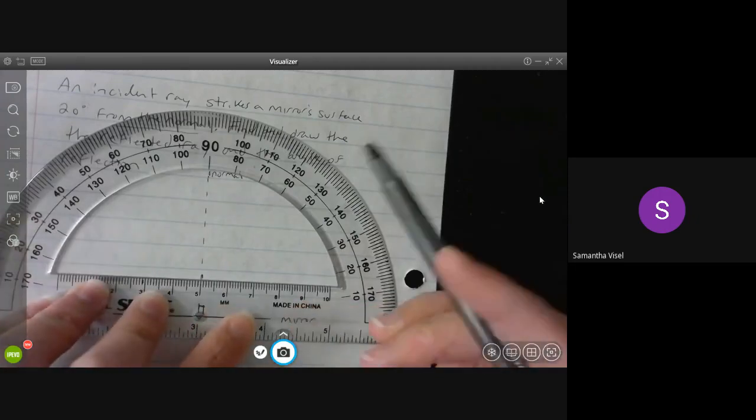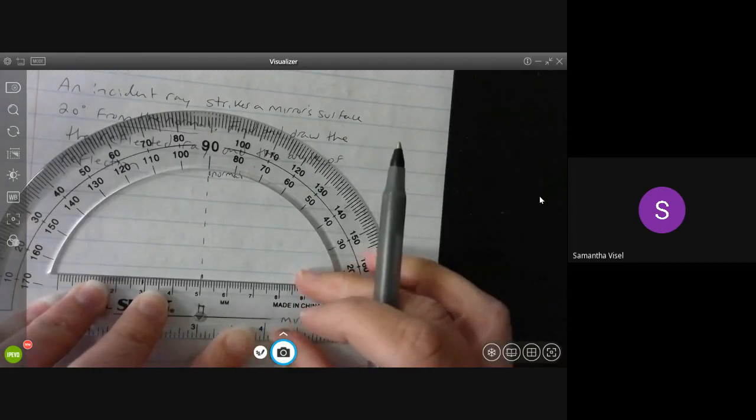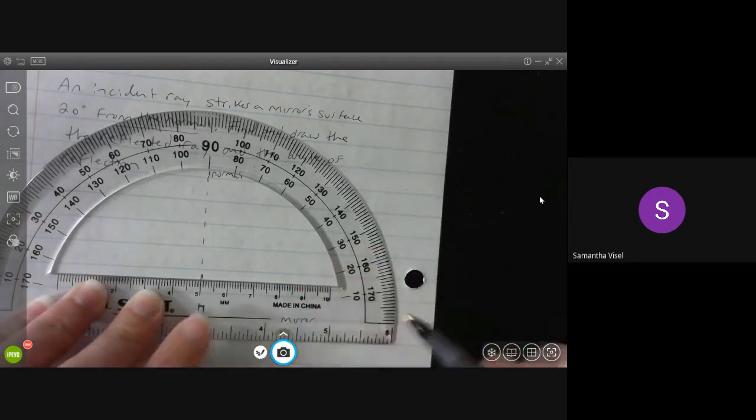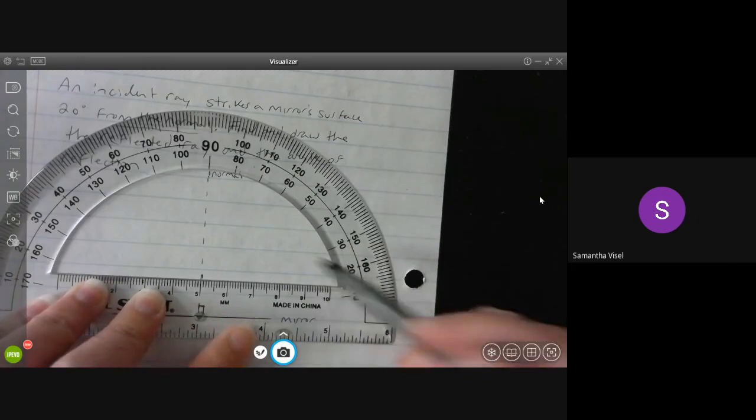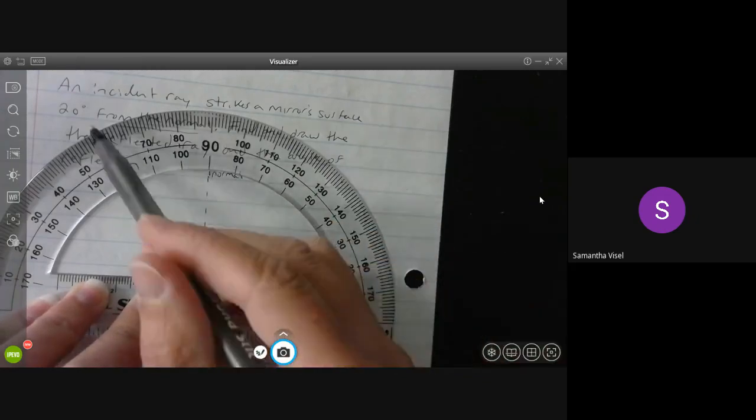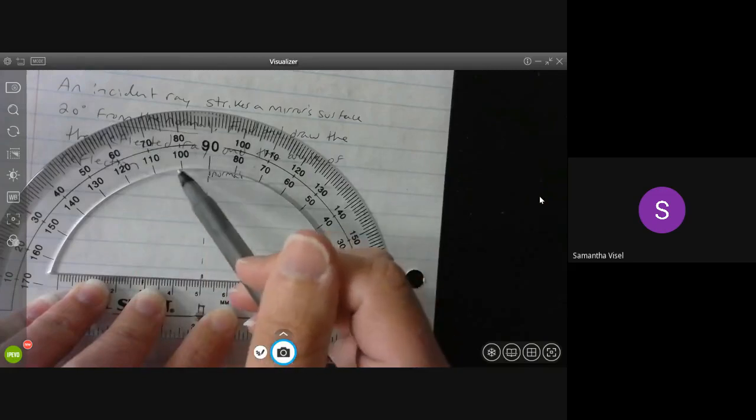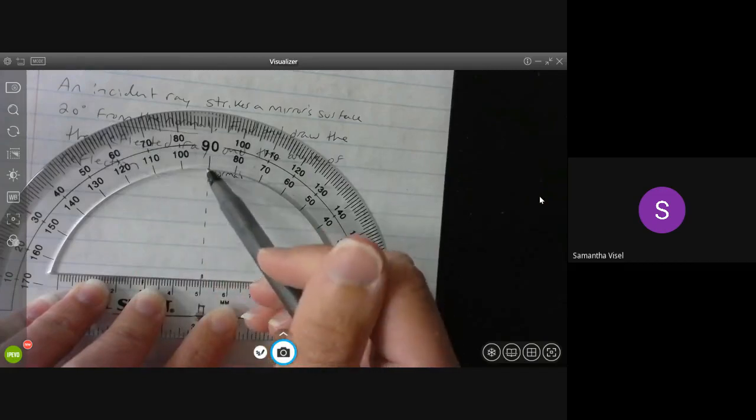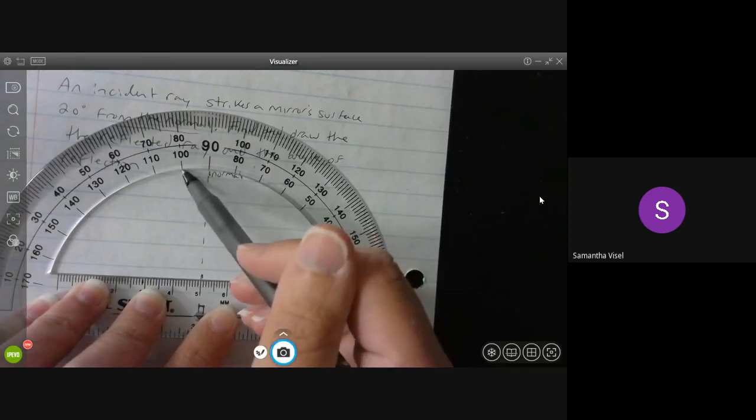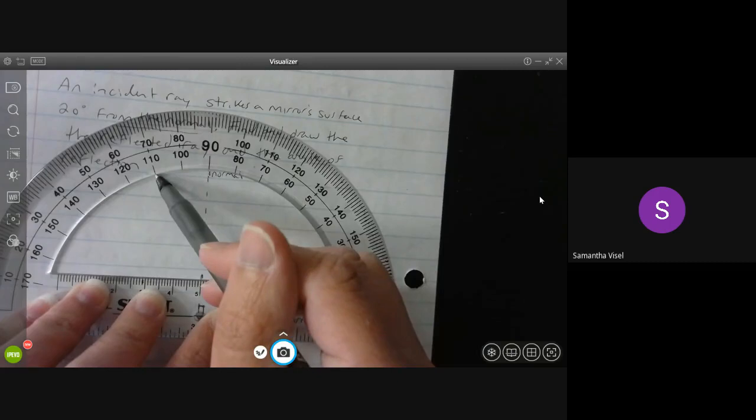All right, so I'm lined up here with 90. I got the vertical line lined up with my normal and the horizontal line lined back up with the mirror. And so it's striking 20 degrees from the normal. So I'm going to start at the normal, and I'm going to count 20 over. So 10, 20 degrees. I'll put a little mark here.